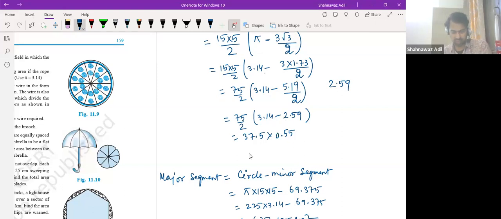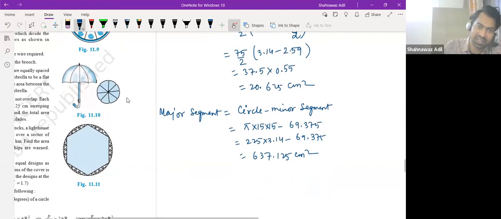So 37.5. 5 into 1. Now we are getting the correct answer. 20. So we have to be very careful, guys. Very, very careful in this chapter.